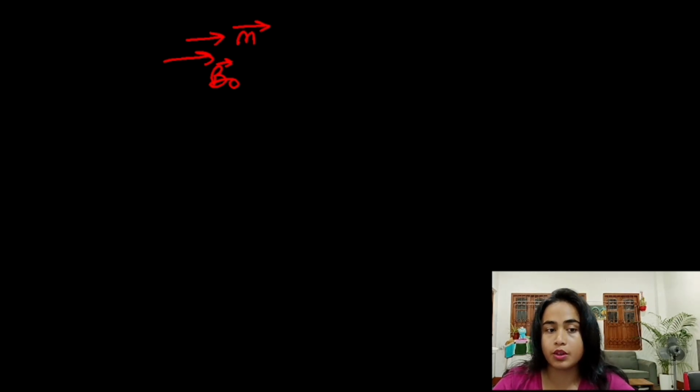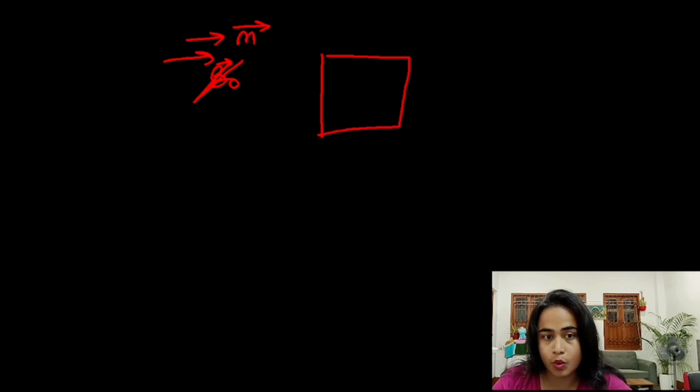Before this magnetic field is applied, what's going to happen is, if you have a bar of paramagnetic substance, over here the dipoles or the atoms are random.